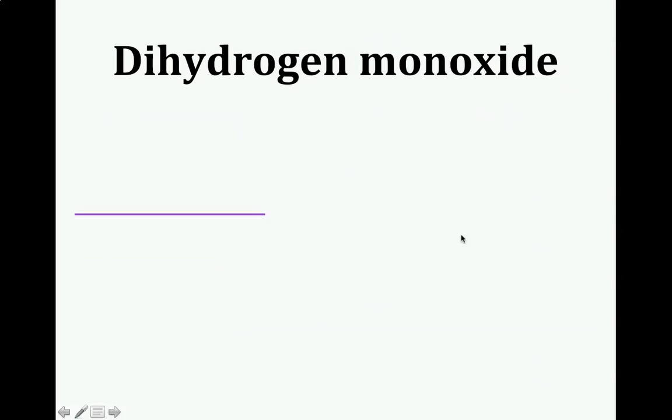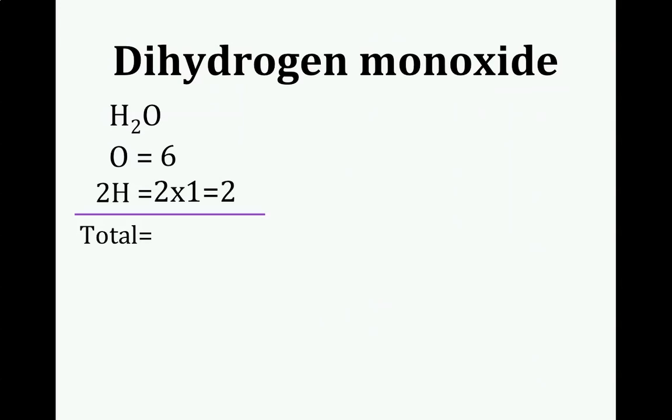Dihydrogen monoxide, our good old friend water. So the di is telling us that I have 2 hydrogens. The monoxide means I have 1 oxygen. And again, we don't crisscross unless we're dealing with ions or an ionic compound. So I have H2O. I have 1 oxygen that has 6 valence electrons. I have 2 hydrogen, each with 1 valence electron, so that's a 2 total.